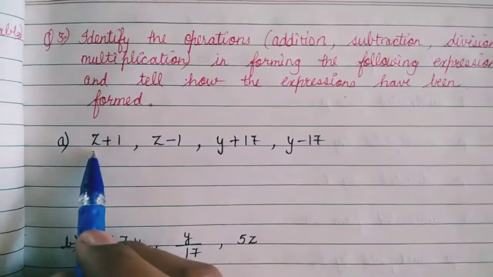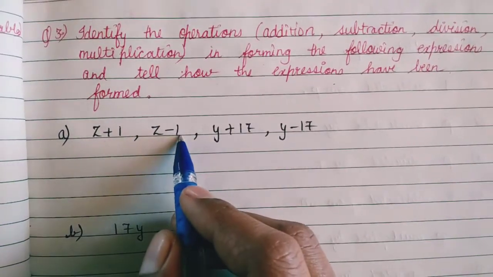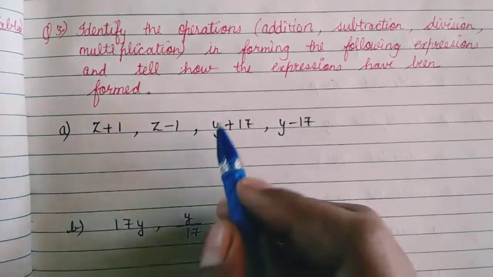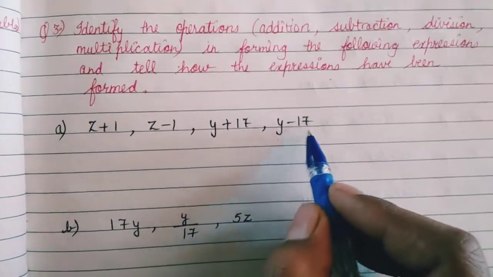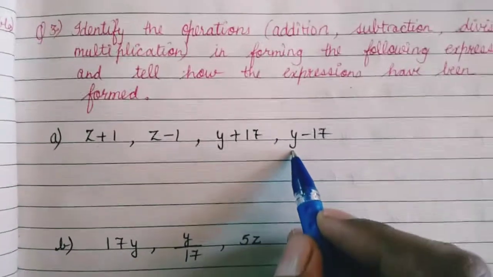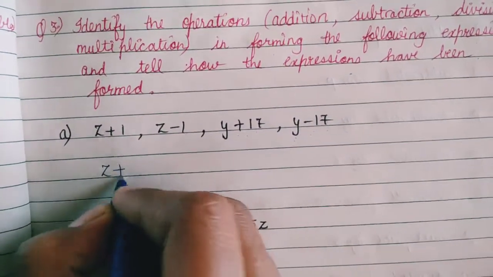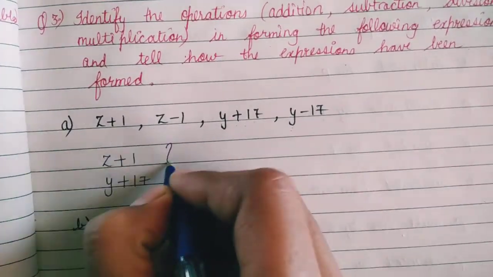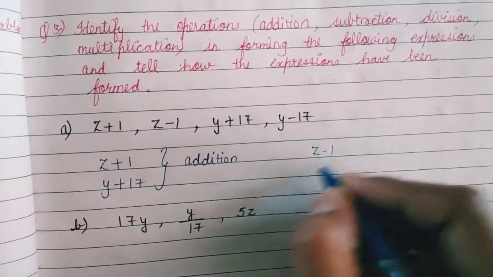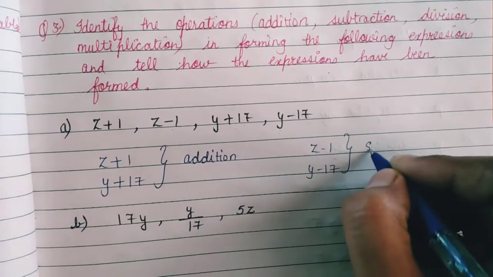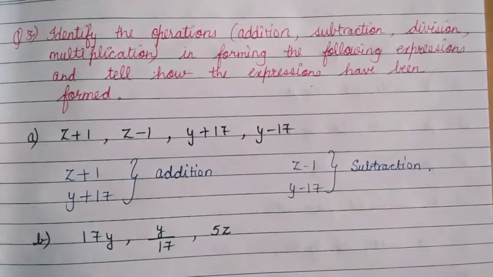Okay, A is z plus 1. It means z and 1 are added with each other. Then z minus 1. It means 1 is subtracted from z. Then y plus 17. It means 17 is added to y. Then y minus 17. It means 17 is subtracted from y. So we have two addition expressions, which are z plus 1 and y plus 17. They are showing addition. And z minus 1 and y minus 17 are showing subtraction. Okay, only this much we have to do.